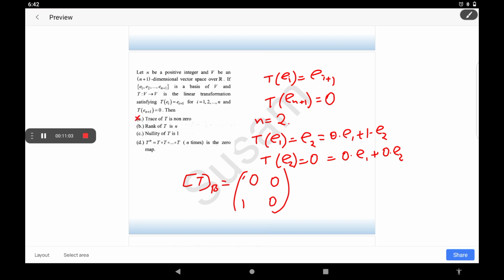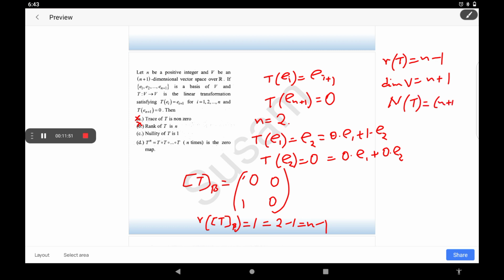This is not correct. Is the rank of T equal to n? But we are getting rank equals 1, which is 2 minus 1, equals n minus 1. So option B is not true. Nullity of T is 1? Yes, from the rank nullity theorem, since the rank of T is n minus 1 and the dimension of V is n plus 1, the nullity of T is coming as 2. So option C is also not true.